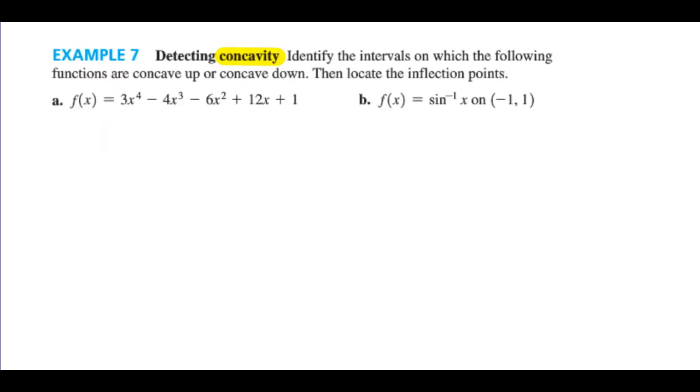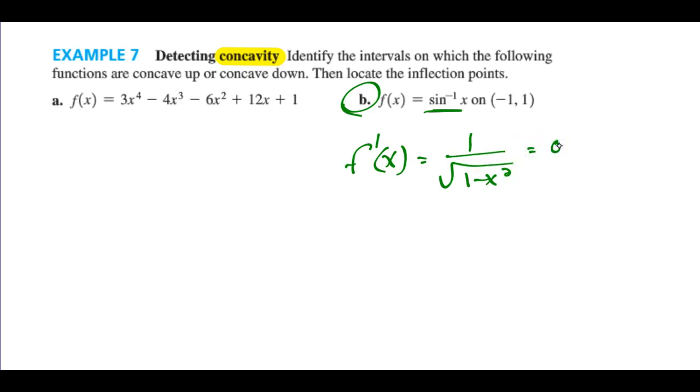Here are solutions to the last one. And then finding concavity. I'll only do part B because it deals with the derivative of an inverse, which we might need to review. And that's something that I would expect you to have memorized. You cannot use a cheat sheet for the test. So you just need to know that it's 1 over the square root of 1 minus x squared.